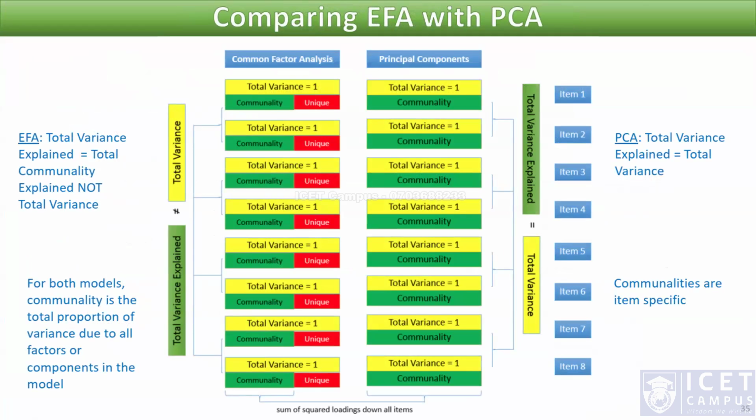Comparing EFA with PCA, principal component analysis, we'll see the similarities and differences there. Total variance explained by total communality. For both models, communality is the proportion of the variance due to all factors, or components, in the model, right?